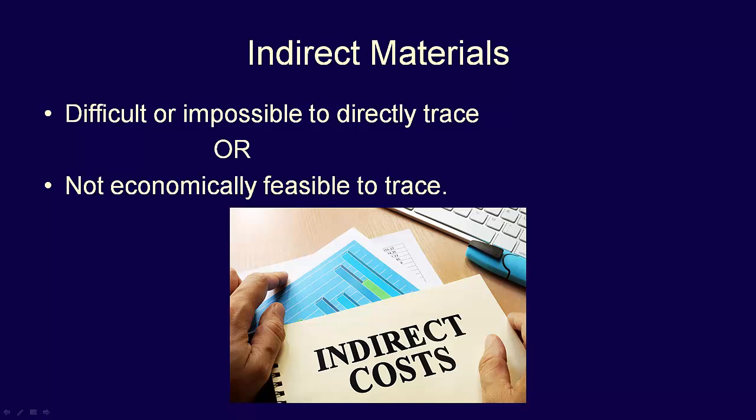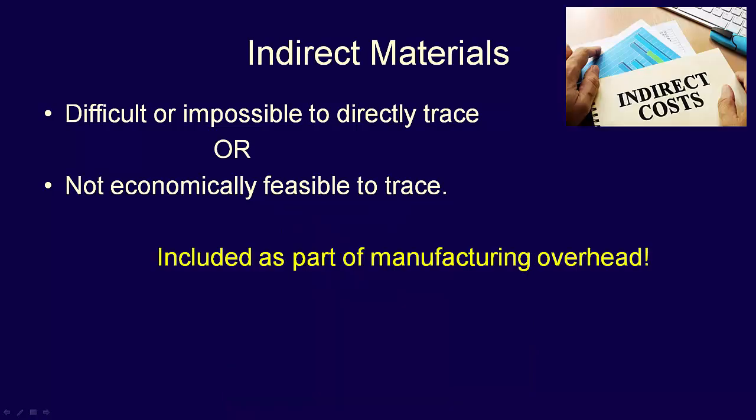Sometimes it's because it's not feasible to trace the material to the product because they're too small or their cost is too low. For instance, the tape we use to seal the box that we put the finished cake in. It's definitely part of the cost of making the product, but the cost is too small to bother tracing directly. Companies account for indirect materials as part of manufacturing overhead.